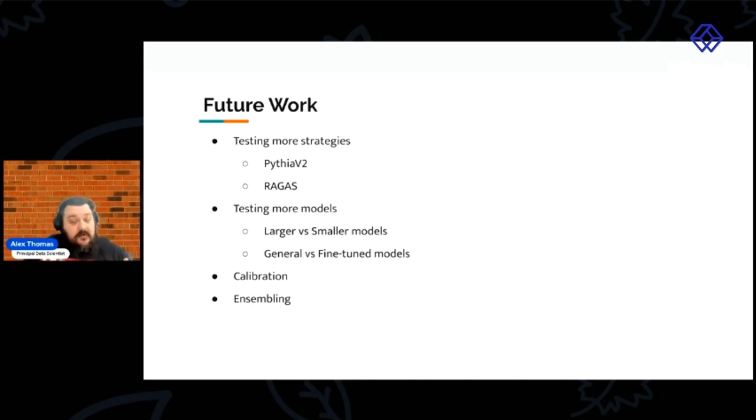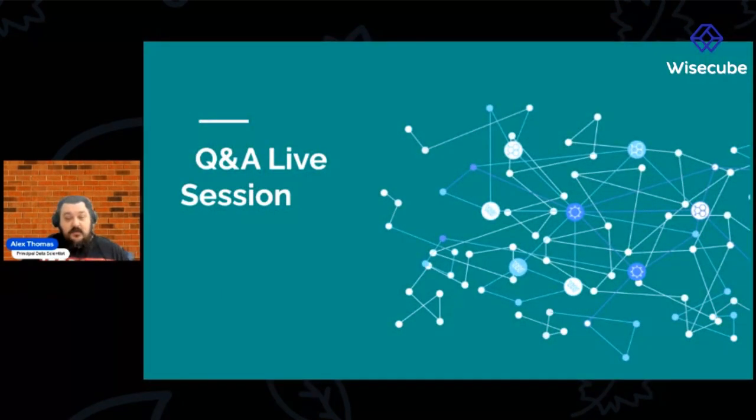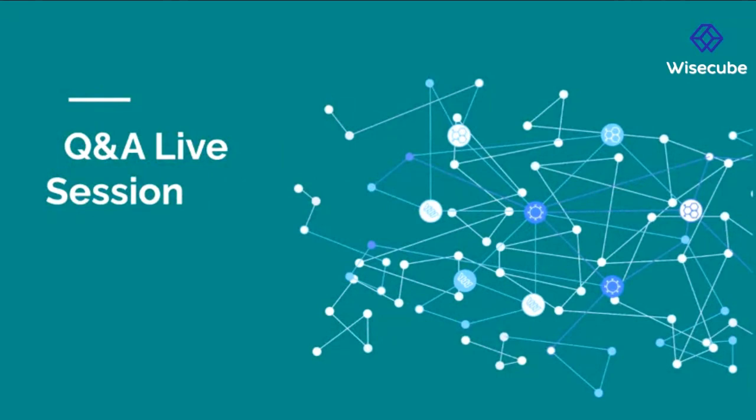And also, we want to try calibration. So this is, I think, a very promising concept in this idea of measurement and improving the outputs of LLMs. And with that calibration, we can try different ensembling methods. But yeah, more on that in future talks. So now we'd like to turn it over to you and what questions you have. Thank you.